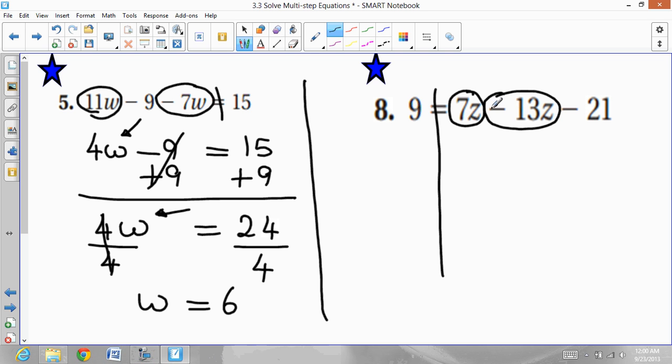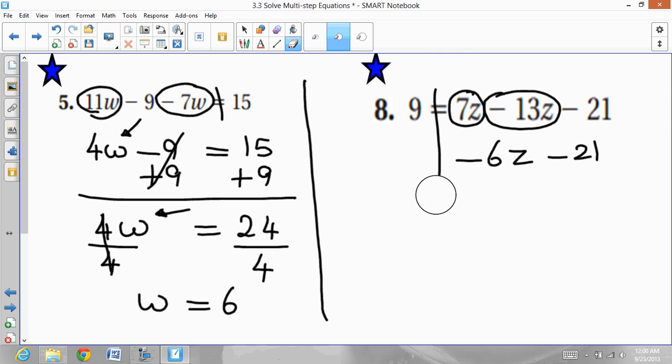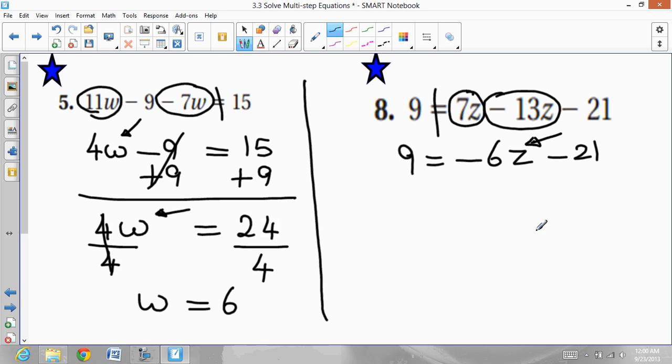So 7z combines with a negative 13z. See the word I'm using, combines with a negative 13z. Positive 7, negative 13 combines to give you negative 6. And the z tags along. Minus 21 equals 9 on this side. Now remember, this is still the enemy side. You need to get the z to safety.